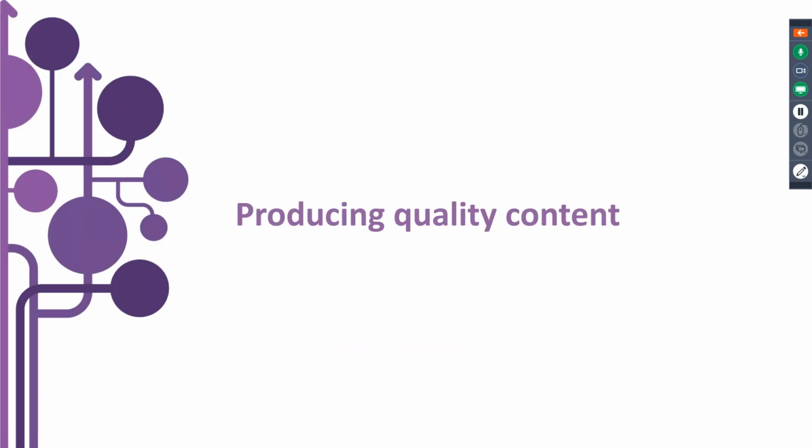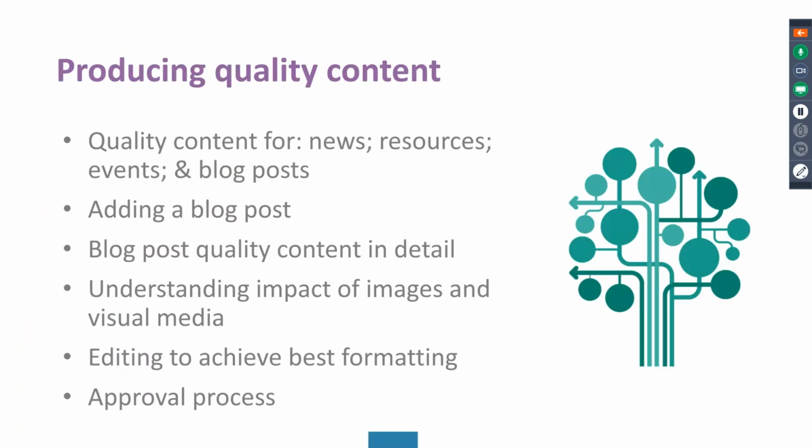So now we'll have a look at what's considered high quality content for the site. So to help you produce good content, we'll look at what's expected from news articles, resources, events information, and blog posts. We'll go into more detail with blog posts and add one to the site, taking into account the individual parts of the digital manuscript. We'll also discuss what makes quality content and how images and visual media can enhance the text.